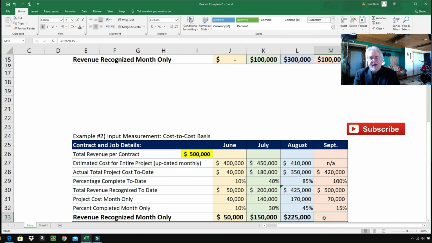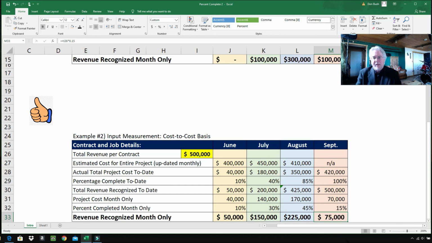So how much revenue are we recognizing during the month of September only? There's two ways to figure it out. One way is we can look at the total revenue recognized to date, which is 500,000 and 425, and find the difference between those two numbers and say, hey, that's 75 grand. Or we could go 15% times 500,000. Either way, we'll get the same answer.